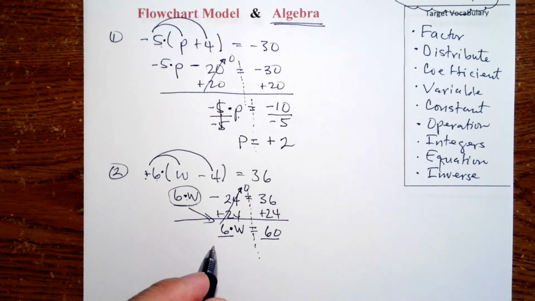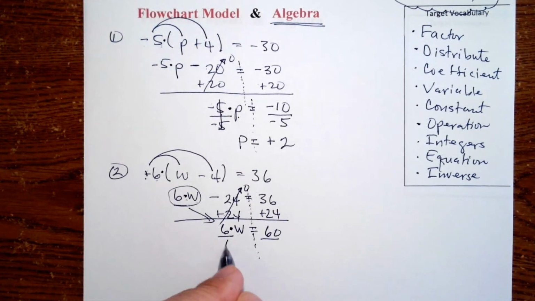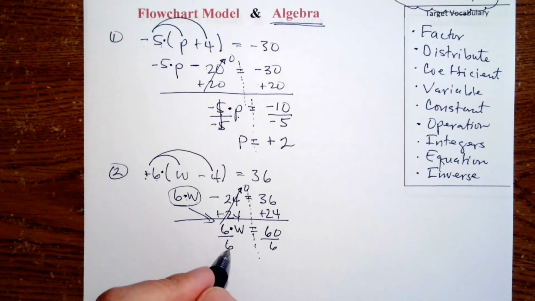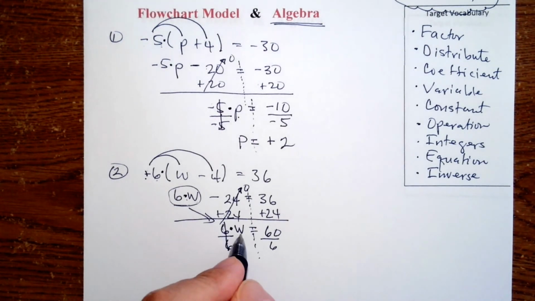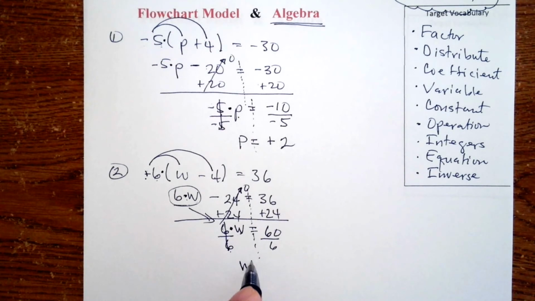And what am I dividing by? 6. Are we good? 6 divided by 6 is always 1. 1 w, or just w. How many 6's fit into 60? Correct, 10.